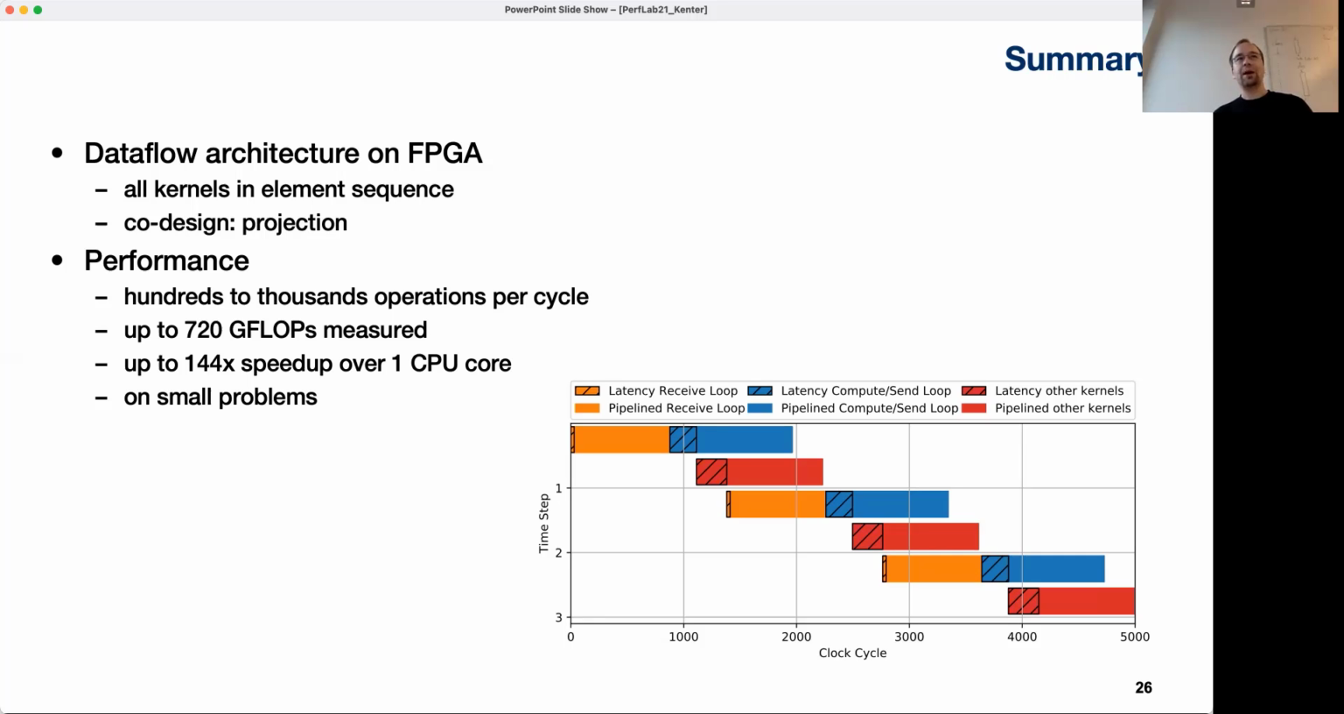Now summarizing the performance results, we achieved hundreds to thousands of operations per cycle with up to 720 gigaflops measured performance, which corresponds to a speed up of 144x over a single CPU core. And this works on small problems, which is an advantage and challenge at the same time, as already discussed. Okay, with that, I thank you for your attention, and hopefully we have some time to discuss some questions.